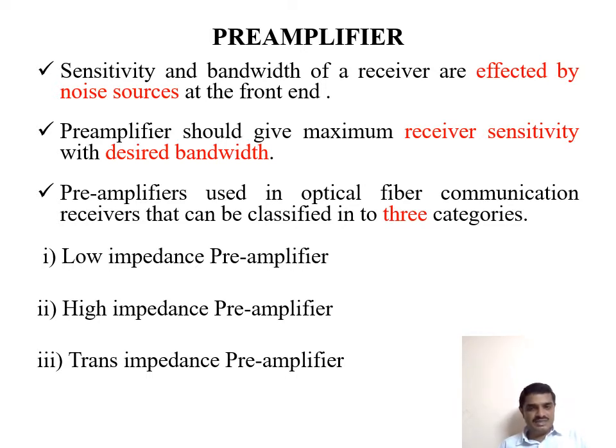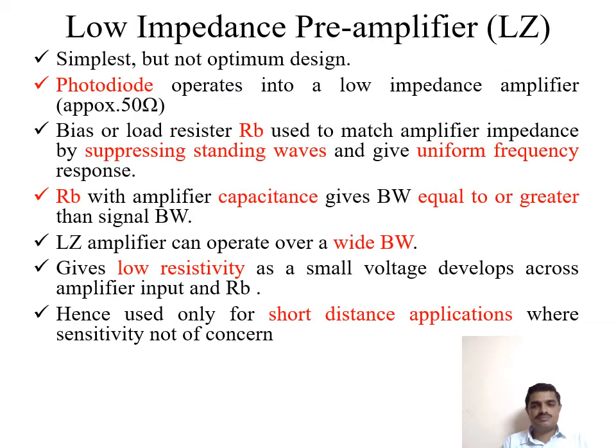They are classified into three major types. The first one is the low impedance preamplifier. The second one is the high impedance preamplifier. The third one is the transimpedance preamplifier system. Now let us look into the low impedance preamplifier.